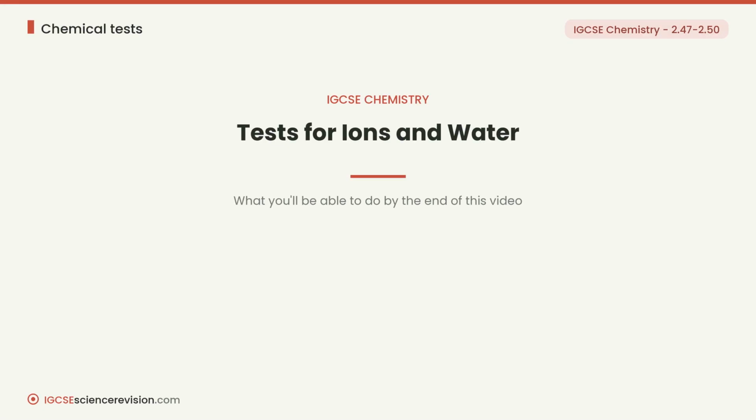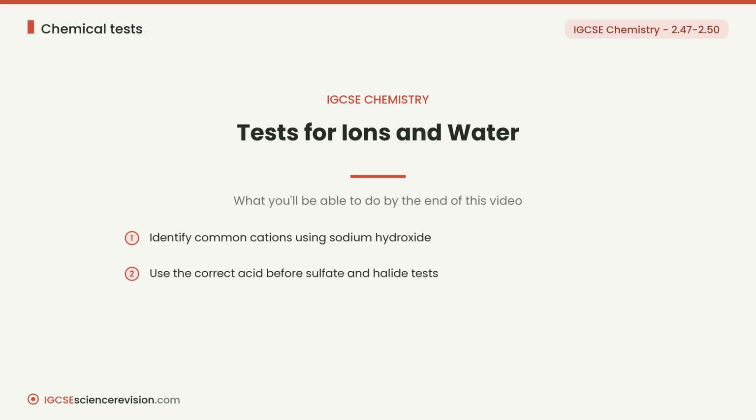In this video, we'll look at tests for ions and water, part of your IGCSE Chemistry course. By the end, you'll be able to do three things. First, identify common cations using sodium hydroxide. Second, use the correct acid before sulfate and halide tests. And third, test for carbonate ions and water.